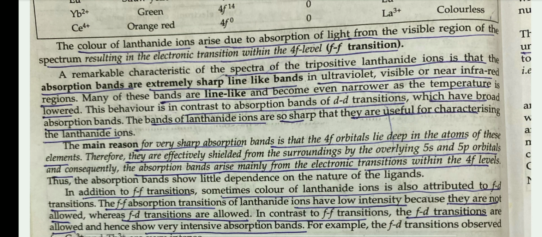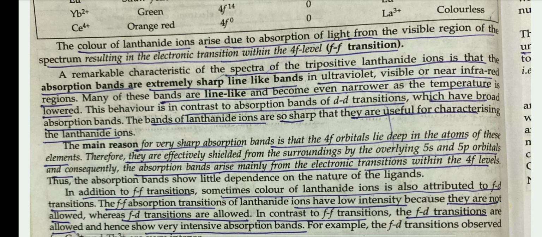The bands of lanthanoids are so sharp that they are useful for characterizing the lanthanoid ions. The main reason for the very sharp absorption bands is that the 4f orbitals lie deep in the atoms of these elements. Therefore, they are effectively shielded from the surroundings by the overlying 5s and 5p orbitals, and consequently, the absorption bands arise mainly from electronic transitions within the 4f levels.